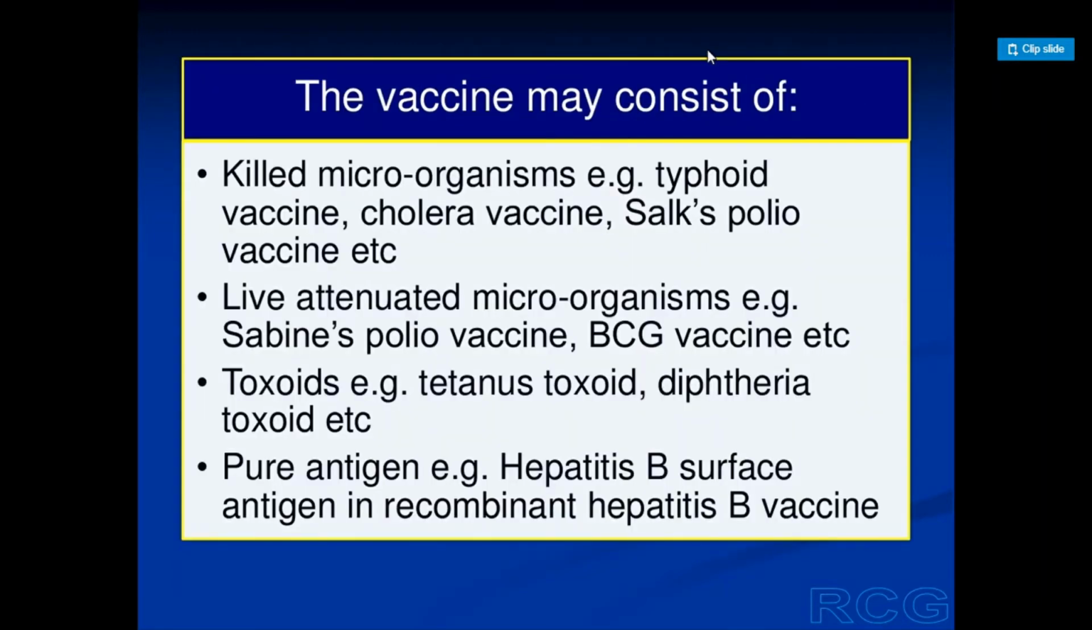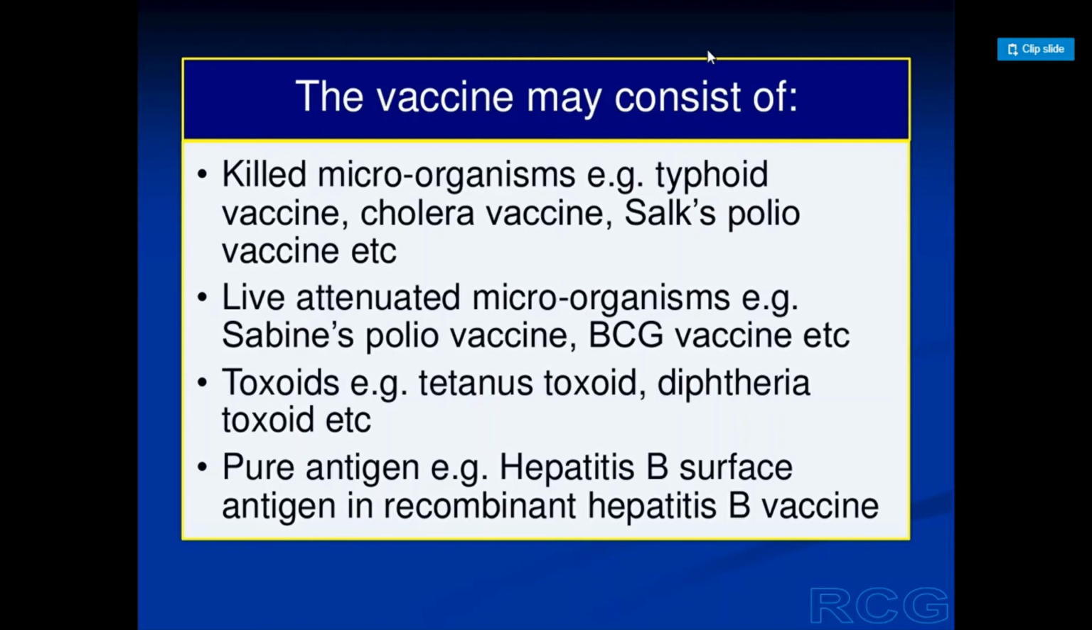The vaccine may consist of killed microorganisms, like the typhoid vaccine, the cholera vaccine, and the Salk polio vaccine. These are killed microorganisms, and the others are live attenuated forms, such as the Sabin polio vaccine and BCG vaccine. In these, the organisms are attenuated by growing them in unfavorable conditions so that they lose their virulence, but all the structures are similar and can be recognized by our immune cells.